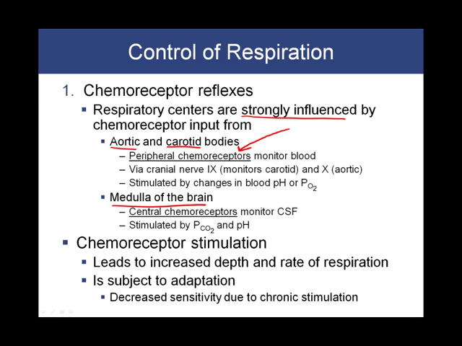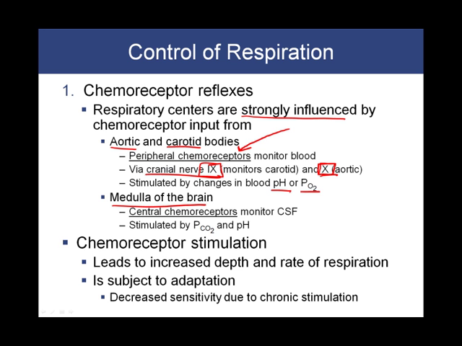They send their signals to the medulla oblongata via these two cranial nerves. Do you remember this cranial nerve? Cranial nerve 9, glossopharyngeal. Cranial nerve 10, you should know that easily. That's the vagus nerve. They respond to changes in pH or partial pressure of oxygen.